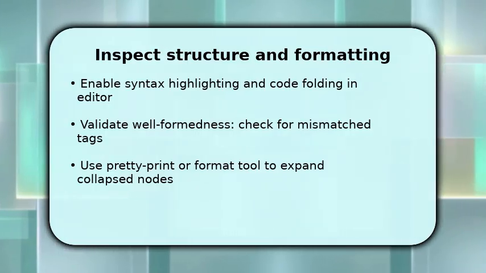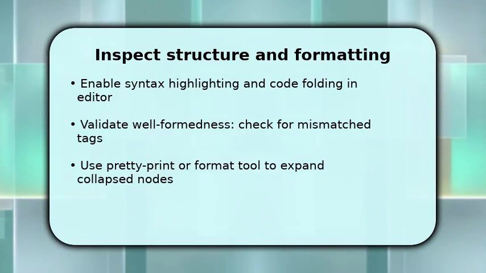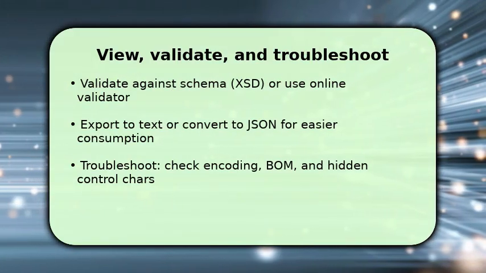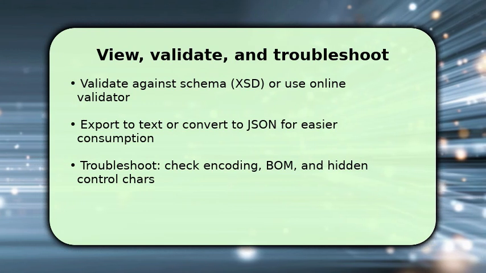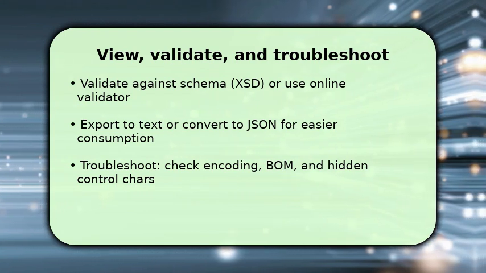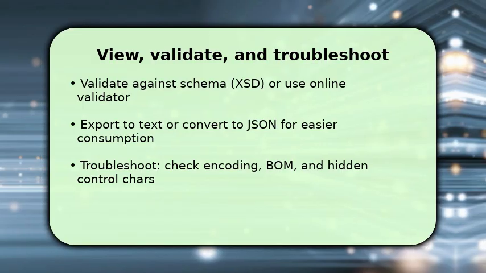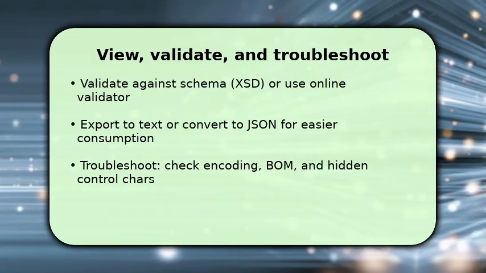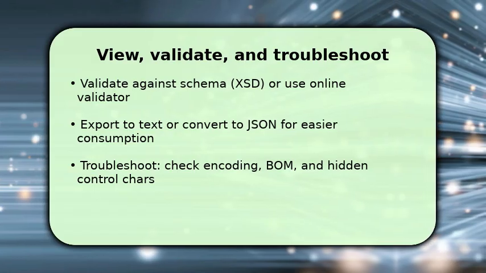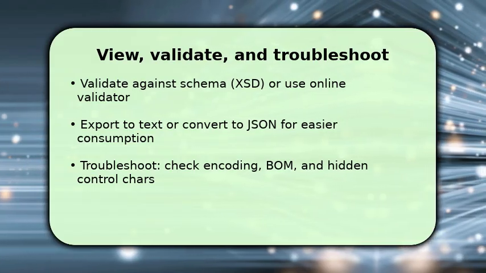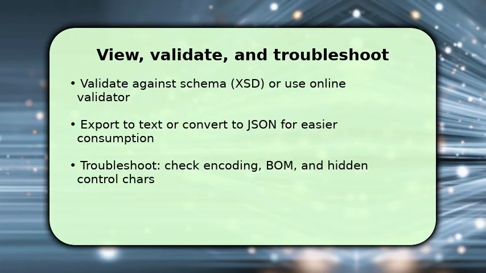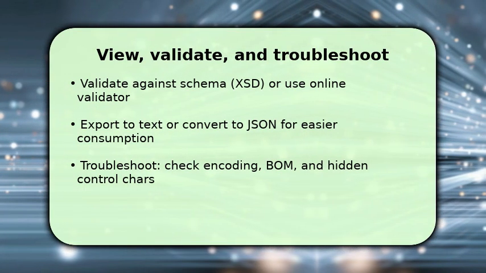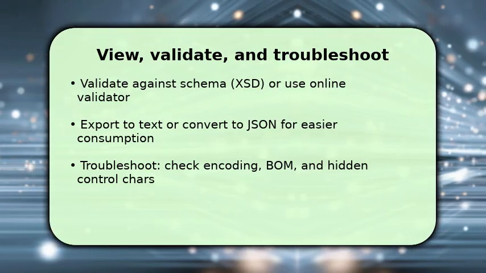Finish by validating the file against any XSD or using a validator to catch semantic errors. This tells you why values might be rejected. If you prefer, convert to JSON or CSV for easier viewing in other tools and export a copy. If something breaks, check encoding and byte order marks, since wrong encodings produce unreadable characters. If that fails, remove hidden control characters or run a repair tool. One key tip: always compare with your backup before saving any destructive changes.